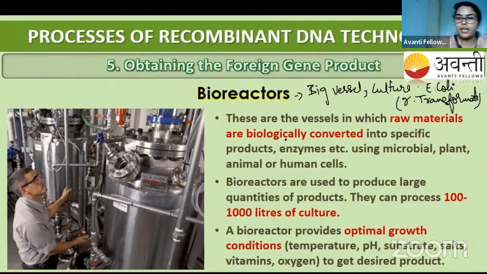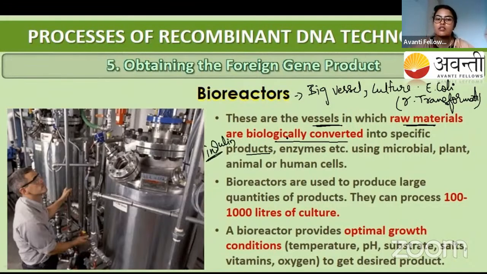ठीक है, तो अब ये कैसे करेंगे? You have to study more about the bioreactor. ठीक है, चलो. So these bioreactors are vessels in which raw materials are biologically converted into a specific product. So what is the product that we want? We want insulin. Okay, insulin is our product. तो इसको लेने के लिए हमने कौन सा raw material use किया? We did not use any chemical. We used the live organism.